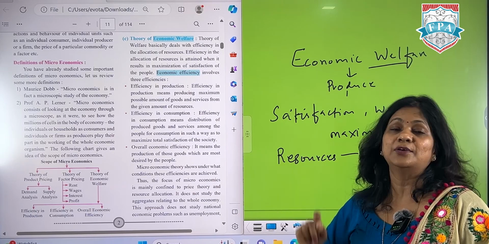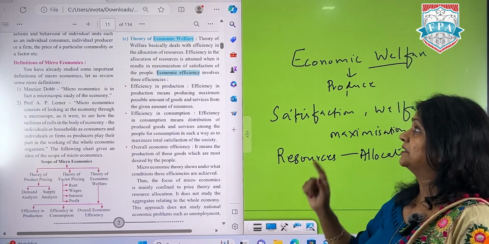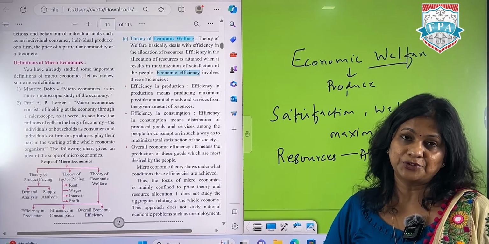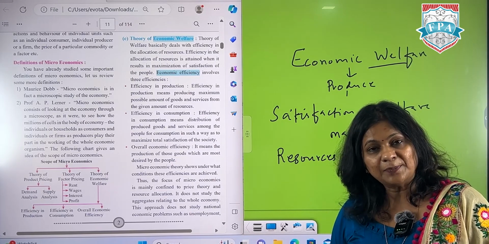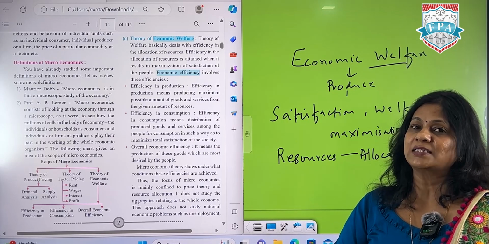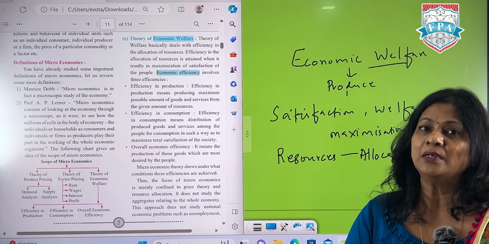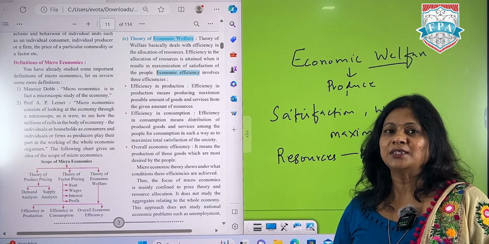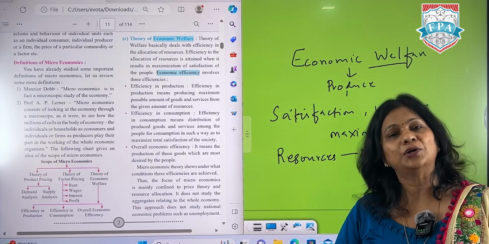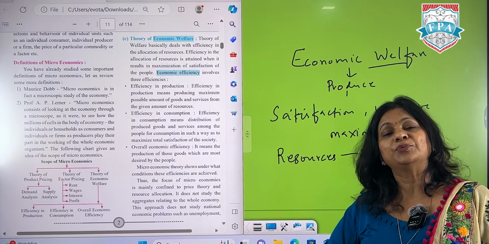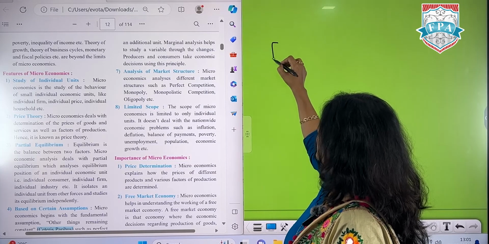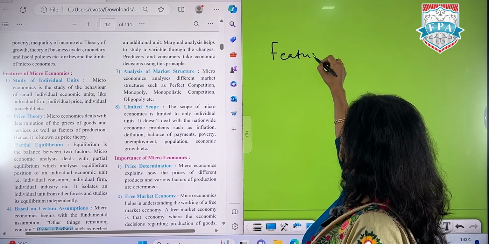And for the theory of economic welfare, please remember the terms: allocation and efficiency of resources. What is the purpose of it? It is for the purpose of maximization of satisfaction of people. How do you achieve it? When you allocate resources and use them effectively, automatically the goods which you are producing are at the lowest possible cost. Now let's talk about the features of microeconomics.